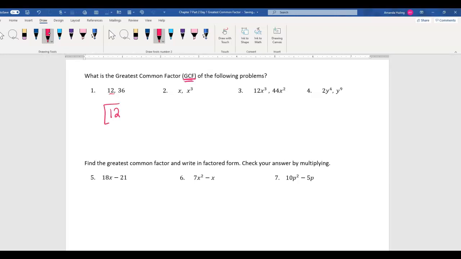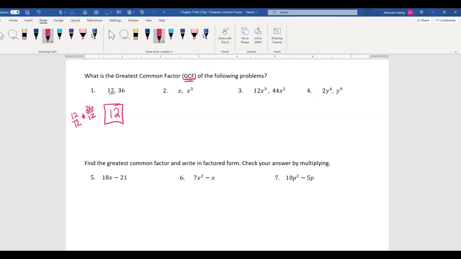So my greatest common factor is 12 because I can do 12 divided by 12 and I can do 36 divided by 12. Yes, you can divide both of them by 2 and 4 and 6 and 3 and 9, but the largest one of those is 12.